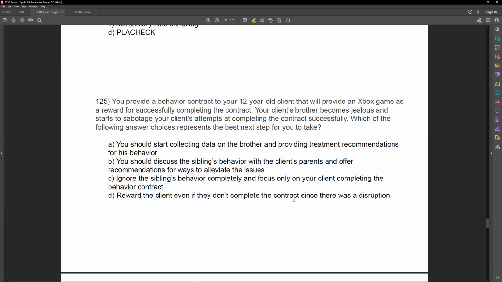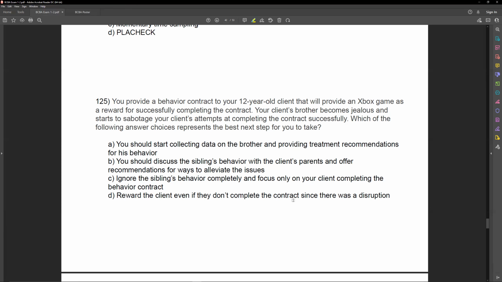C, ignore the sibling behavior completely and focus only on your client completing the behavior contract. Well, we can't do that. The sibling is part of the environment. So while we can't provide treatment recommendations for the sibling, we can offer recommendations for ways to alleviate the issue of the sibling disrupting our client.